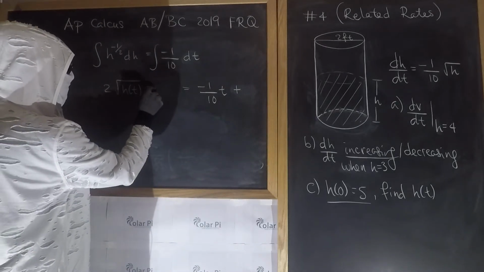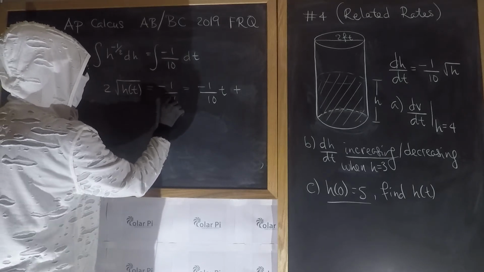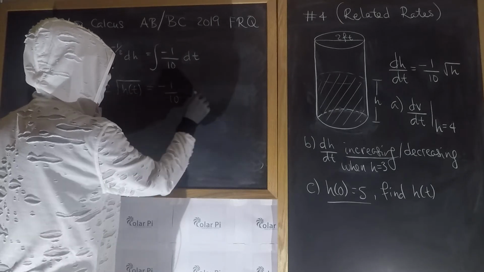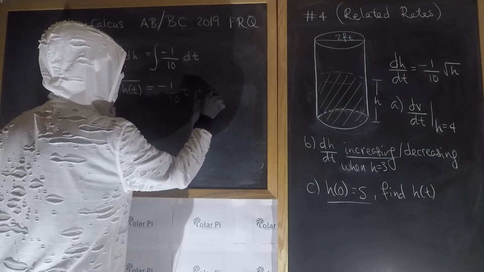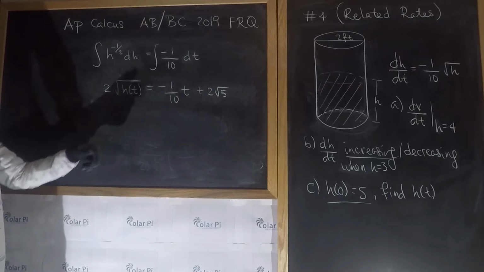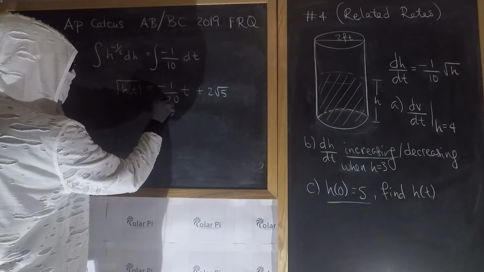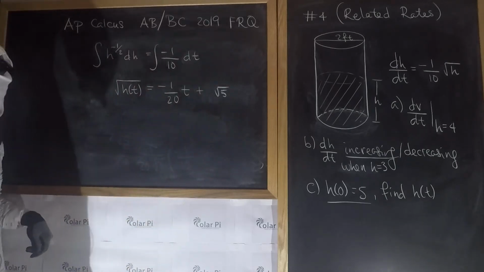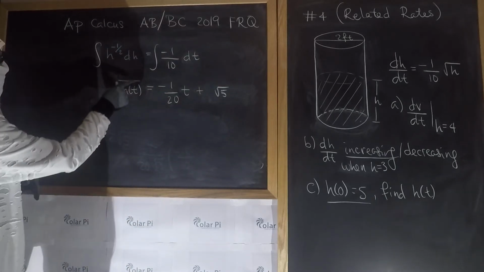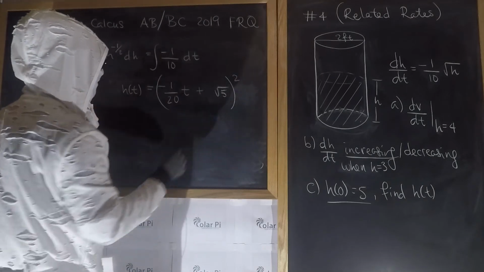So instead of c here, I could put 2 root 5. Let me scoot everything closer. So 2 root h of t equals negative 1 over 10 times t, plus 2 root 5. We want to solve for h of t completely, so I'll divide by 2, which amounts to changing this 10 to a 20 and getting rid of the 2. And finally, I'll square both sides, and we are done.